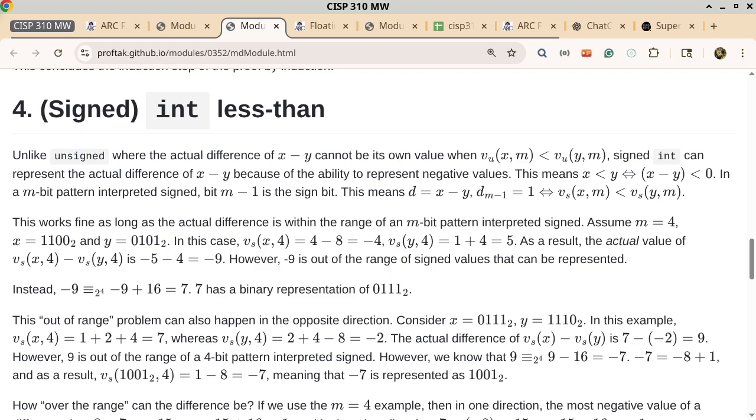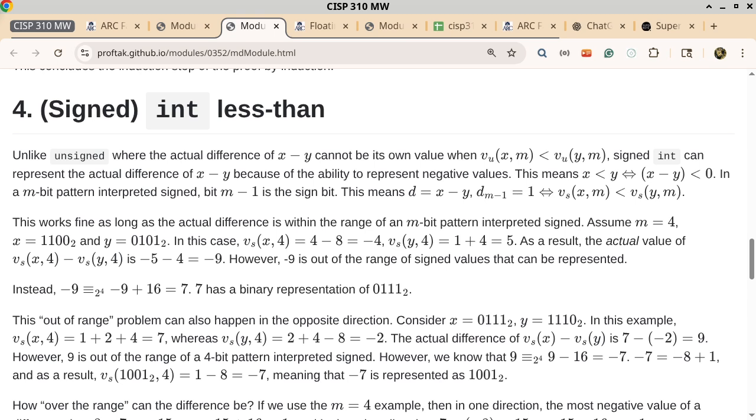Because if x is signed and y is signed, then x is less than y if and only if the difference between those two is less than 0. In other words, using algebra, I just subtract y from both sides. You subtract y from x, you get x minus y. You subtract y from y, you get a 0. Is that making any sense?